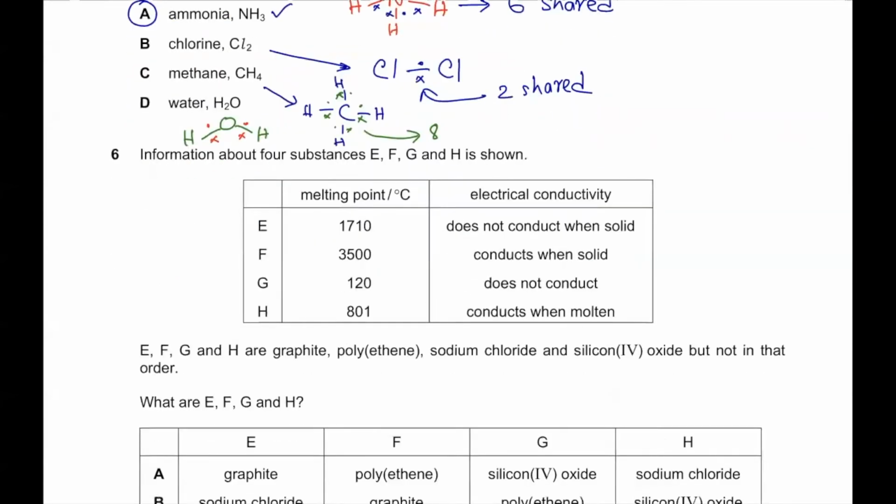All right. Question number 6. Information about 4 substances E, F, G, and H is shown. Melting point / degree Celsius.